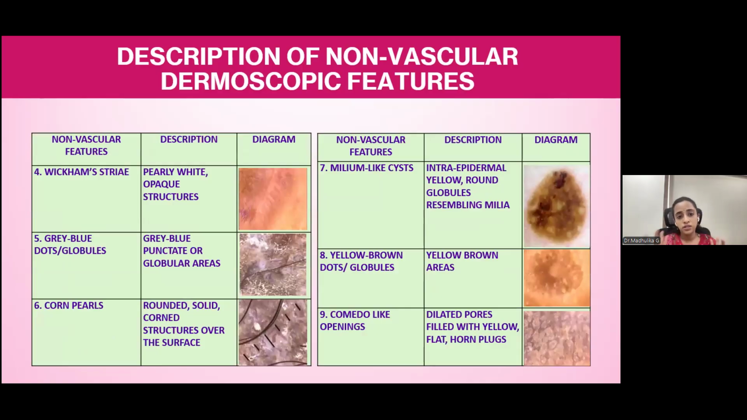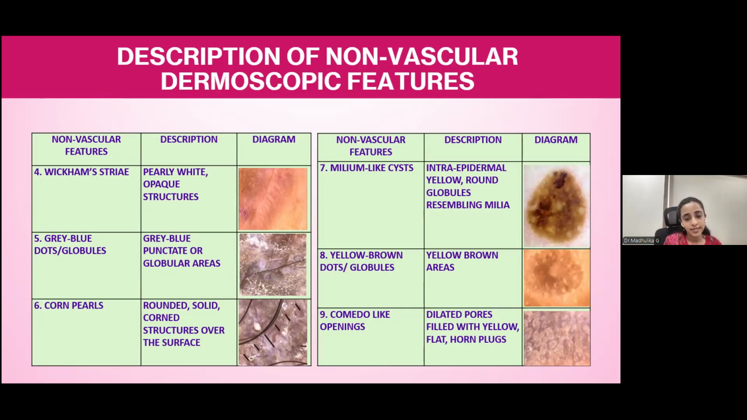Other than that, there are certain special non-vascular features, like you see in lichen planus Wickham striae, which is indicative of histopathologically hypergranulosis. They come in several shapes also. They are white opaque structures that you can see. And then in lichen planus or any other lichenoid disorder, there are gray blue dots, which is because of the pigment incontinence because of the basal cell degeneration. And then there are corn pearls. This is usually the follicular openings. They are filled with either keratin or some sort of flakes. So either comedo-like openings and corn pearls, usually seen in hypertrophic lichen planus.